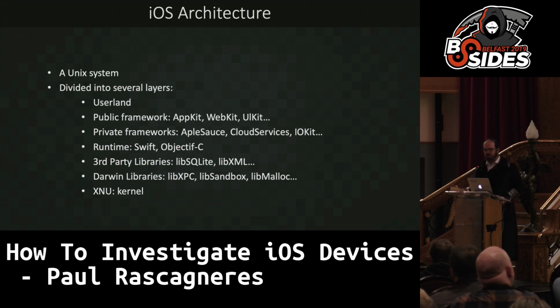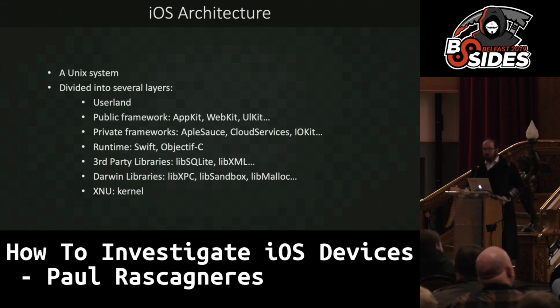It's really a Unix system, really close to the macOS Unix system. You have several layers, like on every operating system. You've got the userland where the application is executed. You've got a couple of frameworks to help developers develop iOS applications. But you have private frameworks. They're used by the operating system, but the developers don't have access to them. You cannot develop your application and say, yeah, I want to use this private framework. No. It's closed and you don't have access to that.